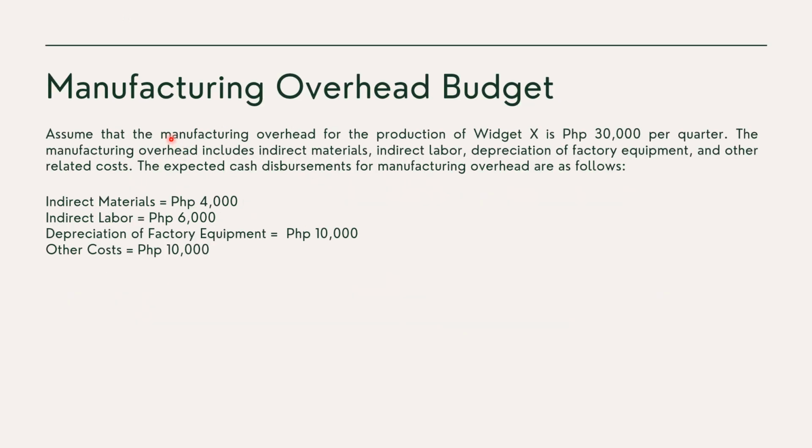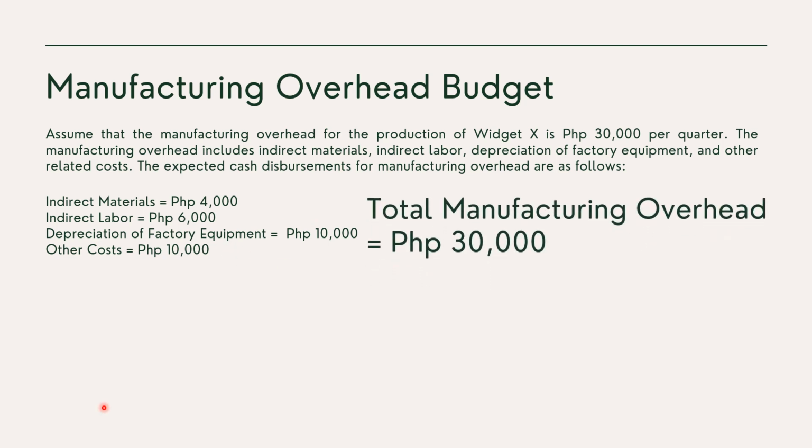So now we proceed with our manufacturing overhead budget. You know the components of total production cost: direct material, direct labor, and then the manufacturing overhead. So, to continue, we assume that the manufacturing overhead for the production of widget X is 30,000 per quarter. The manufacturing overhead, take note, includes indirect materials, indirect labor, depreciation of factory equipment, and other related costs. So you have the expected cash disbursements for manufacturing overhead as follows: 4,000 plus 6,000, 10,000 plus 10,000, 20 plus 10, that is 30,000. So the total manufacturing overhead.